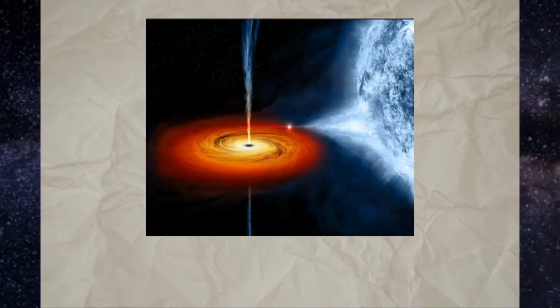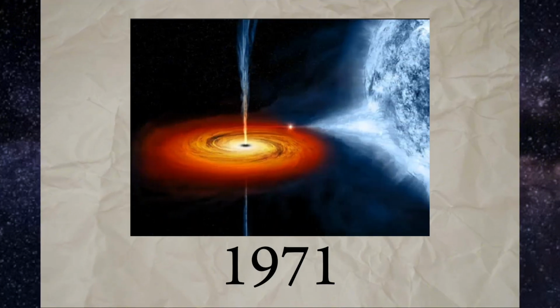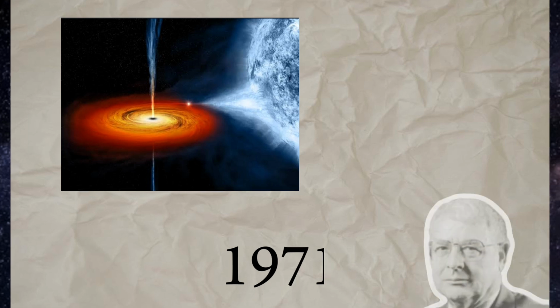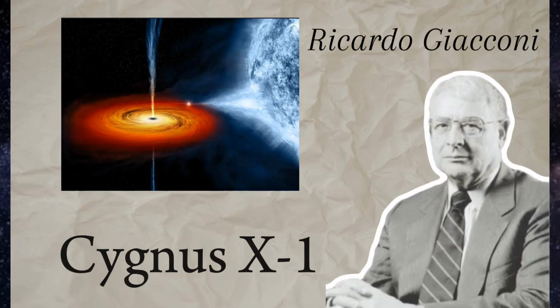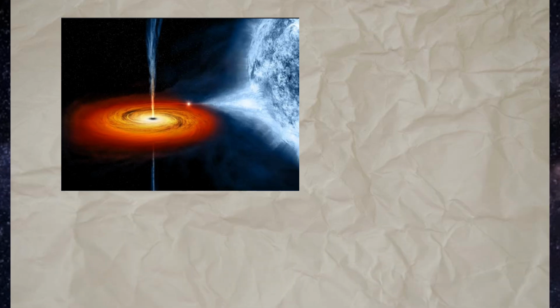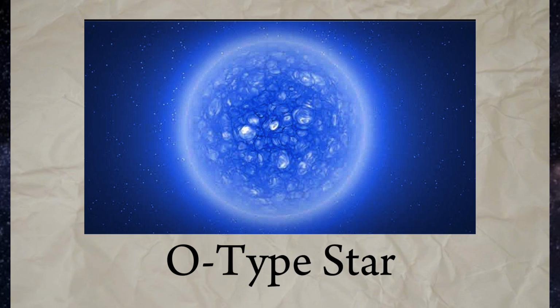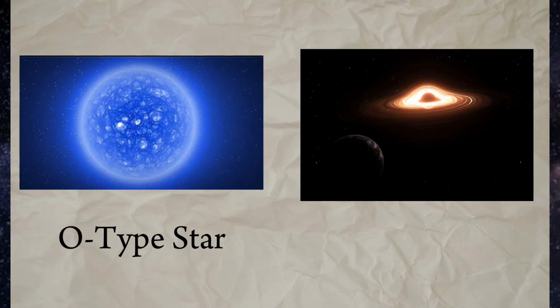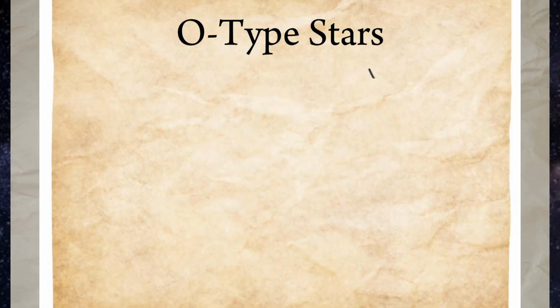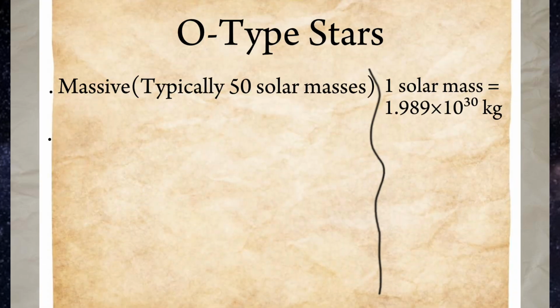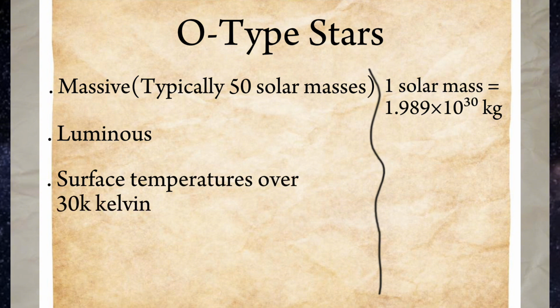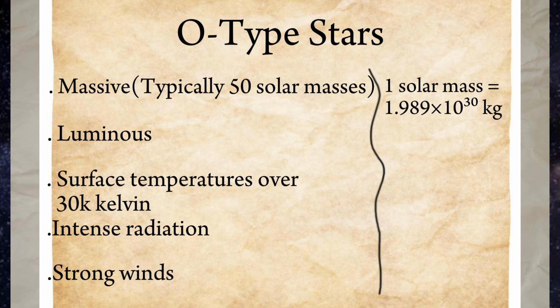The first ever black hole was detected in 1971 by a team led by Riccardo Giacconi. It's named Cygnus X-1. This binary system consists of a massive O-type star and a compact object that was later confirmed to be a black hole. In case you don't know, O-type stars are extremely massive, luminous, and hot stars with surface temperatures over 30,000 Kelvin, intense radiation, and strong winds, often associated with black holes and neutron stars.